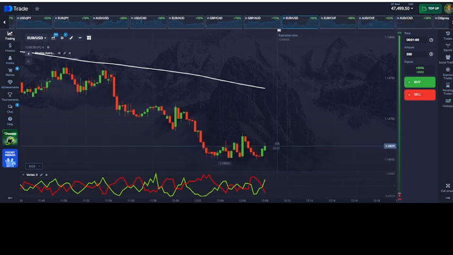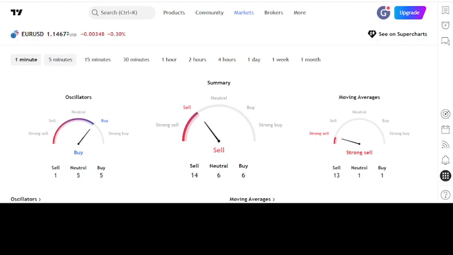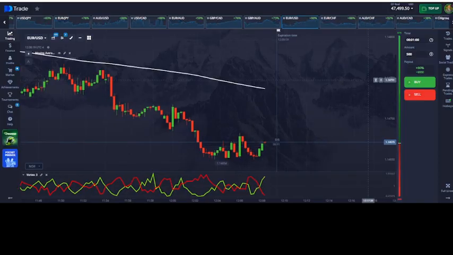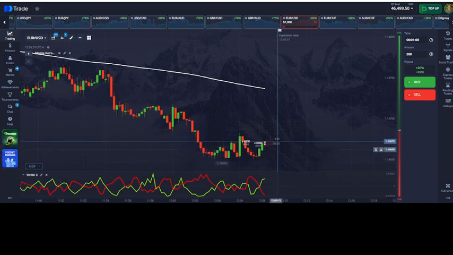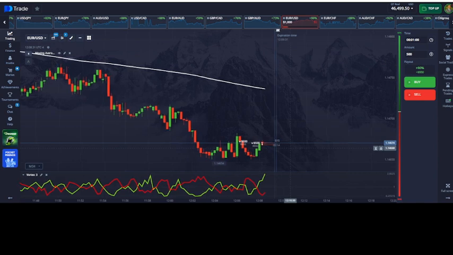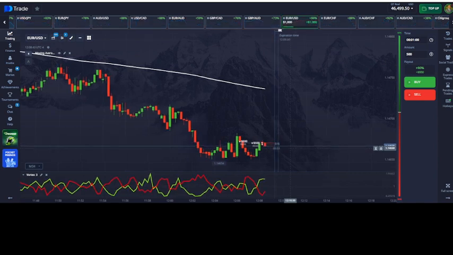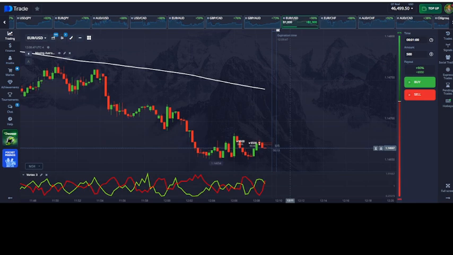So let's go back to the indicator again. All right, on the 5 minute, still giving us a sell. On the 1 minute, we still have a sell signal here. So let's go ahead and take two sell trades. Now I took two sell trades here because I wanted to recover the loss of the previous trade and gain some additional profit if this trade goes in the money. All right, so let's monitor this trade and wait for the expiration.